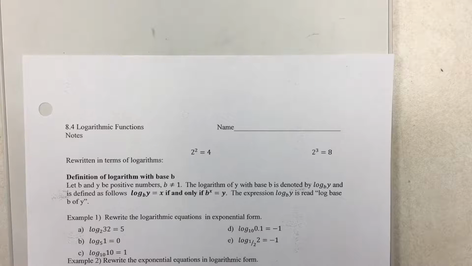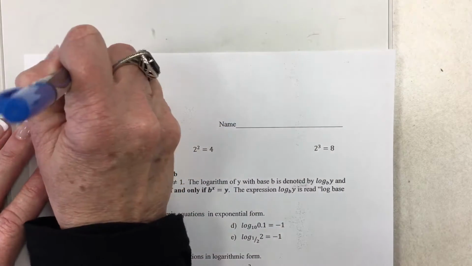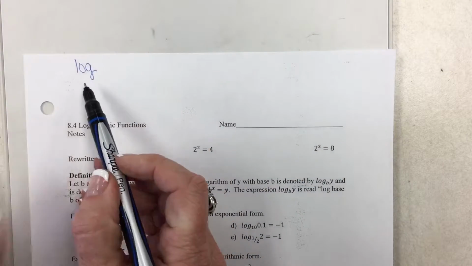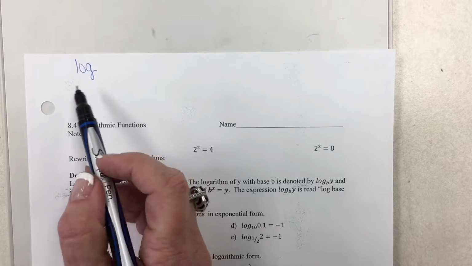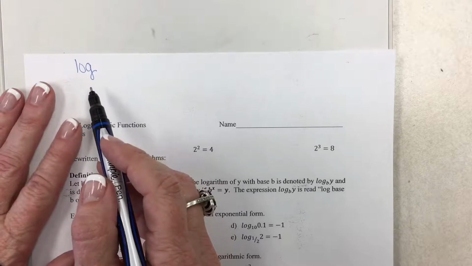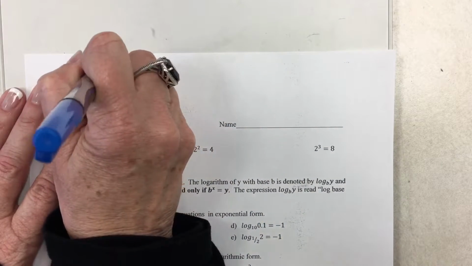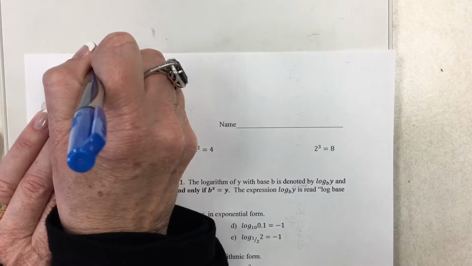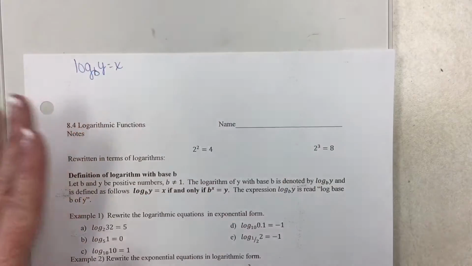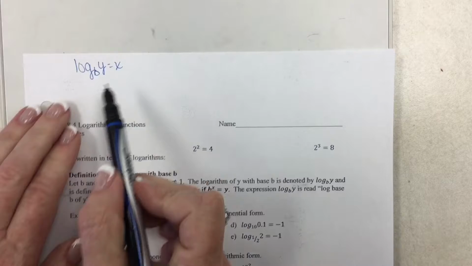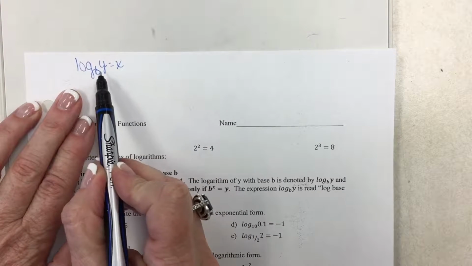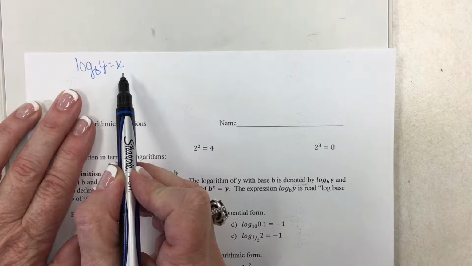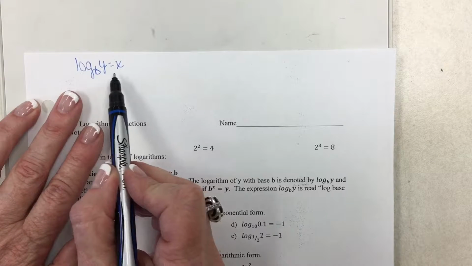But before we get started, I want to introduce you to my friend Log. Everybody say hi. Hi, Log. Okay, so this is Log. Log never goes anywhere without its base. And then tagging along as well is y and x. So this is read as the log base b of y equals x. Log base b of y equals x.